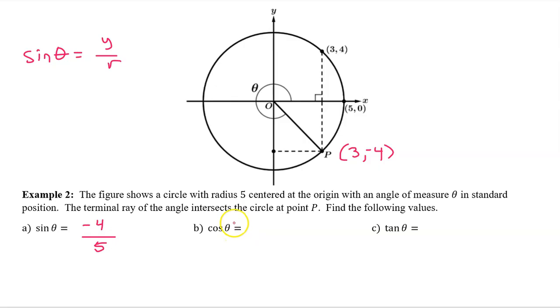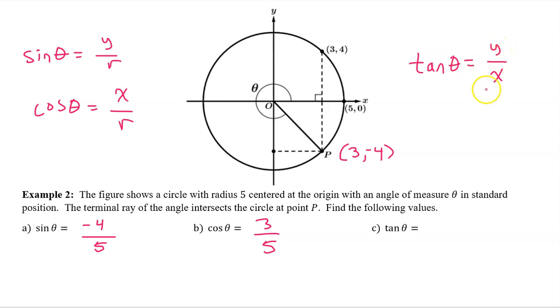What about the cosine of theta? We know that cosine theta is defined as x over r. Well, x is 3 and r is 5. So that's cosine. Now time for tangent. Tangent theta is defined as y over x.